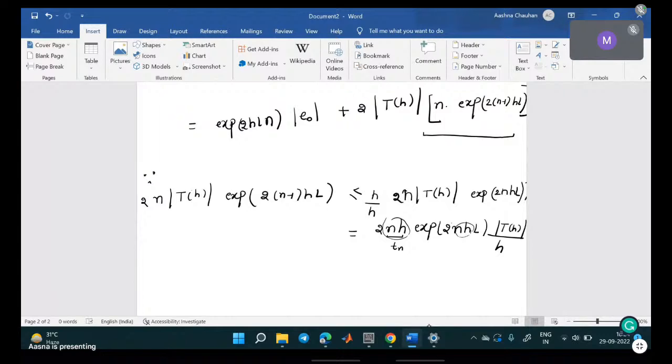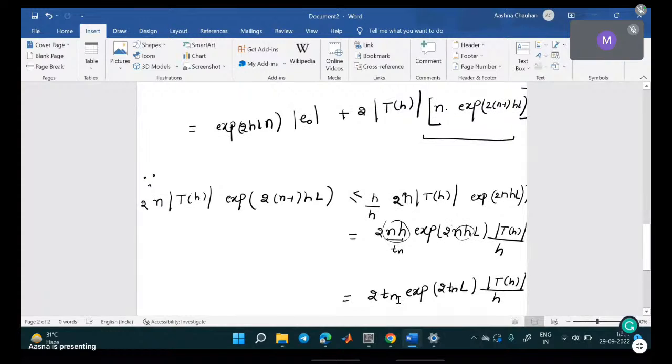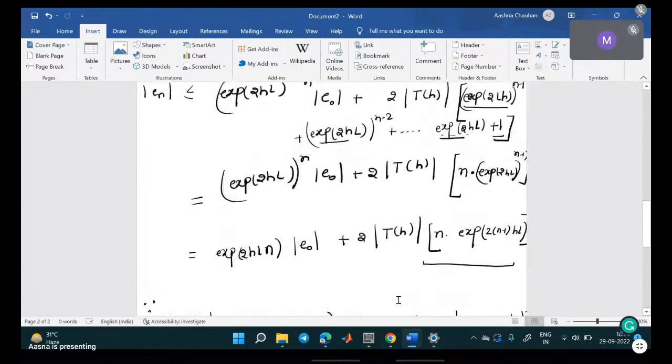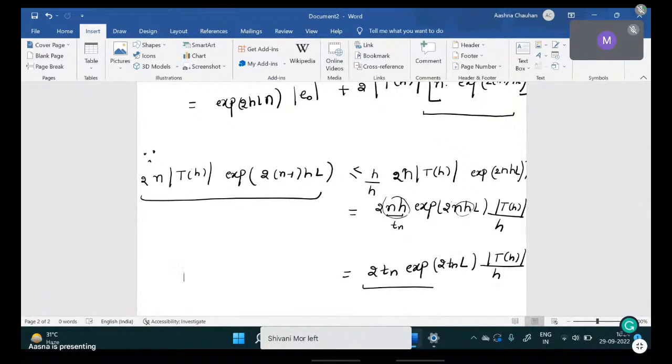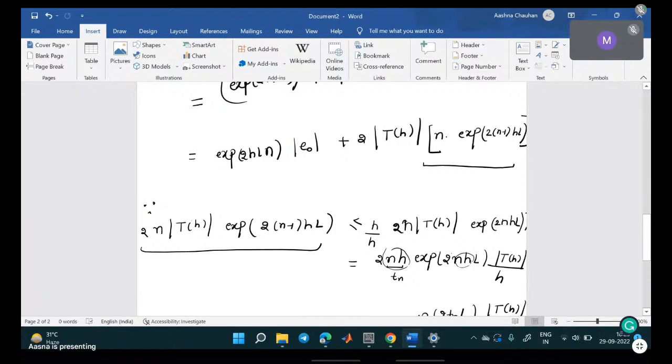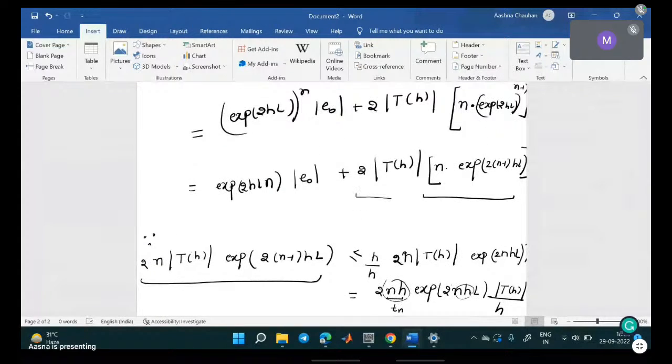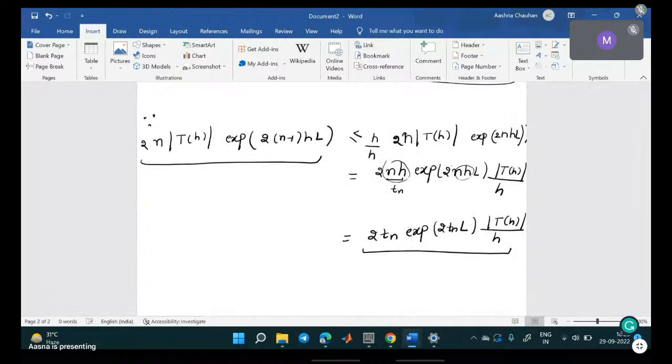So if twice of Tn, exponential of twice of Tn capital L mod Th divided upon h. So what we have done here, we have showed that since this value is less than or equals to this term, so in that above equation I can replace the whole term with this term.